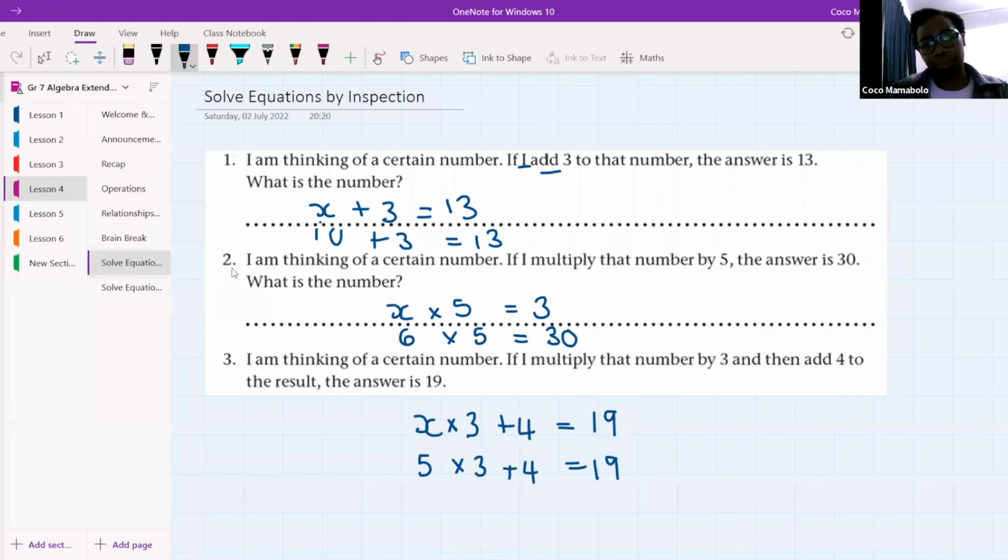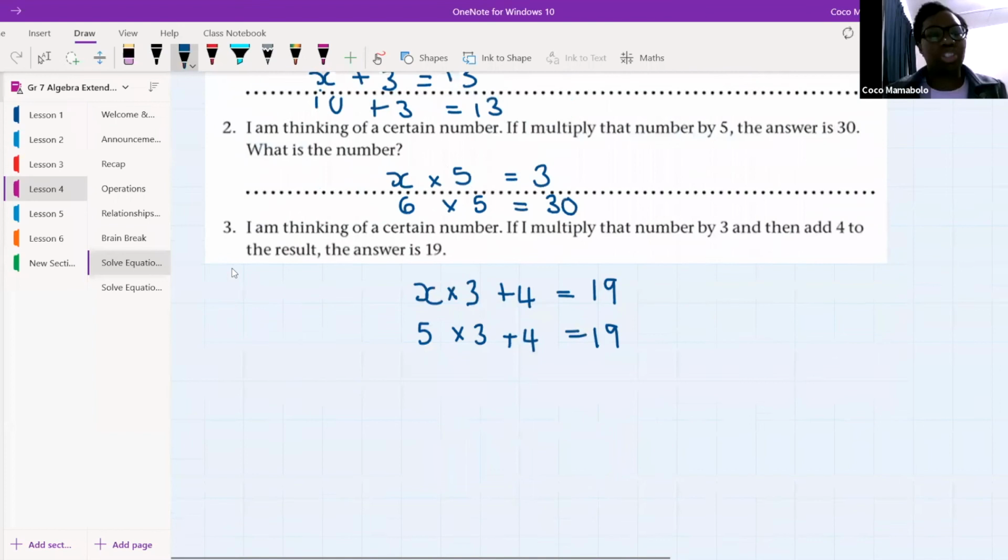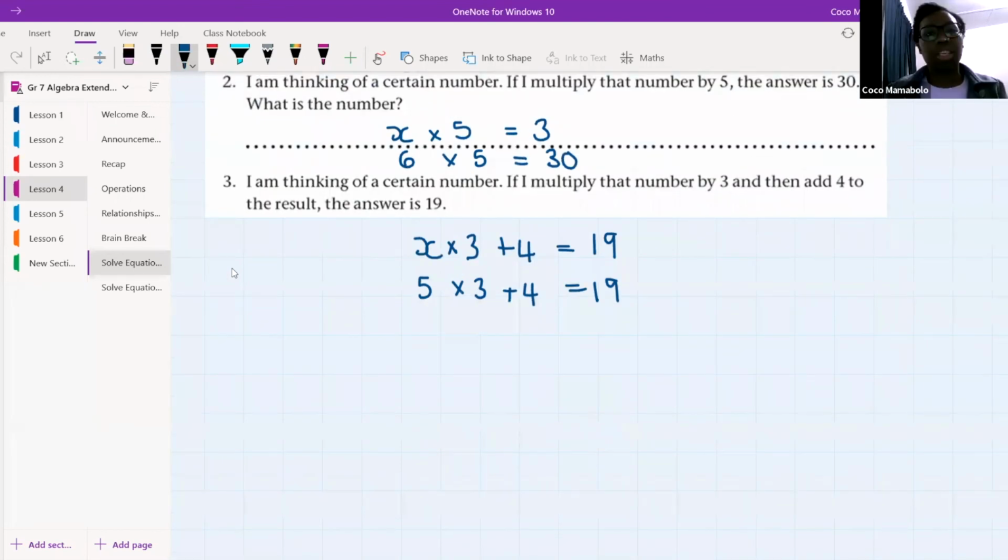Okay. What we're actually doing right now, guys, is we are learning about equations. Okay, equations. And that's what we're going to be focusing on in Monday's lesson.